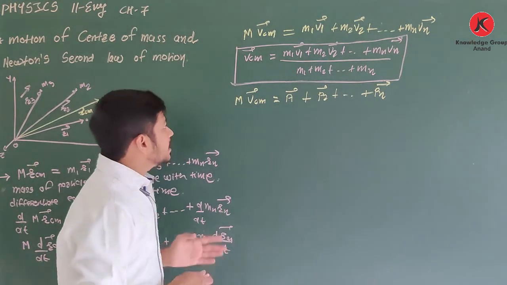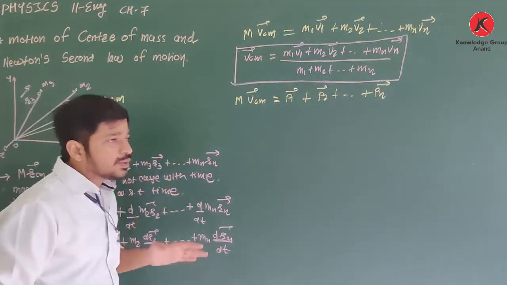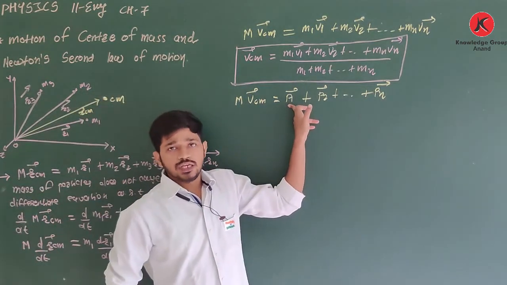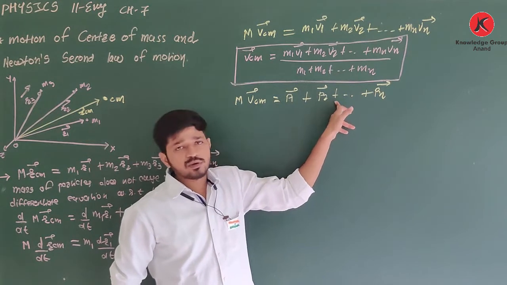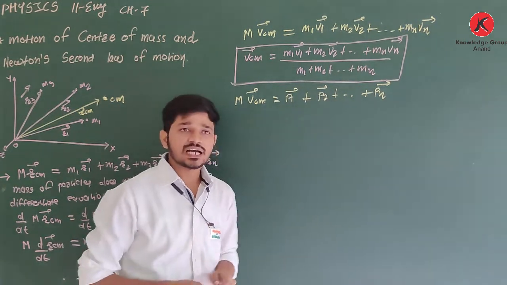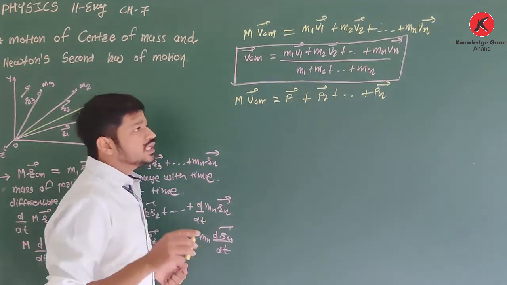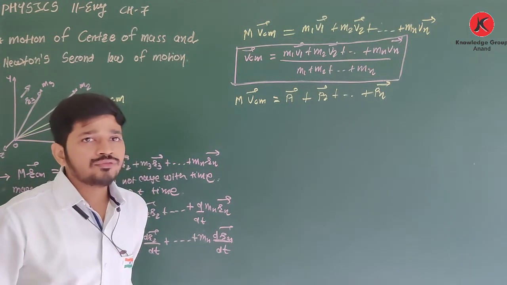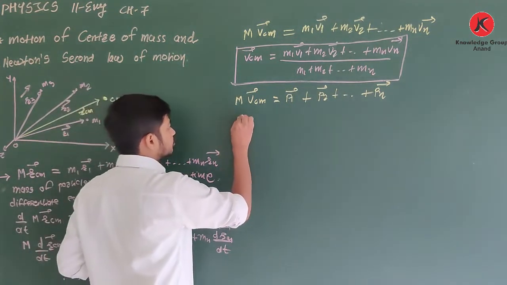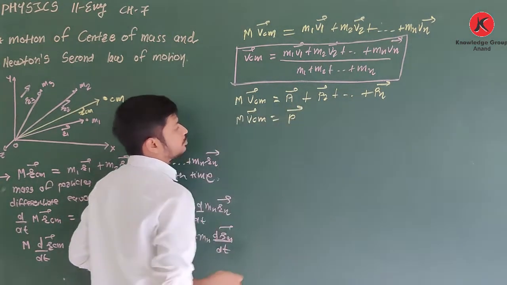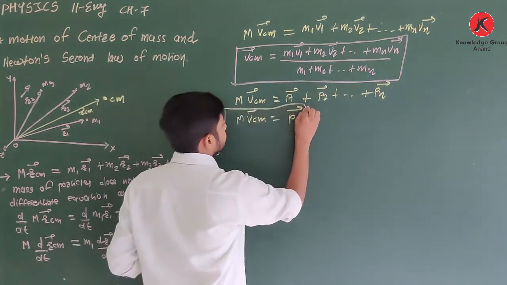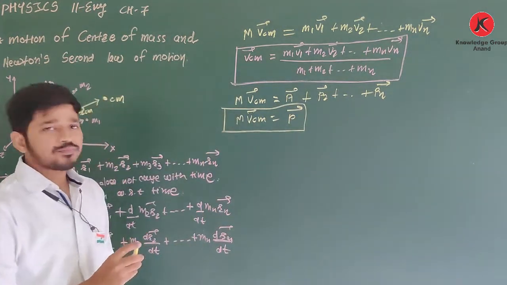If the system is made up of n particles, then the linear momentum of the first particle plus the linear momentum of the second particle plus the linear momentum of the third particle, and so on, will give the total linear momentum of the system. So I can write this equation as m v center of mass is equal to p.